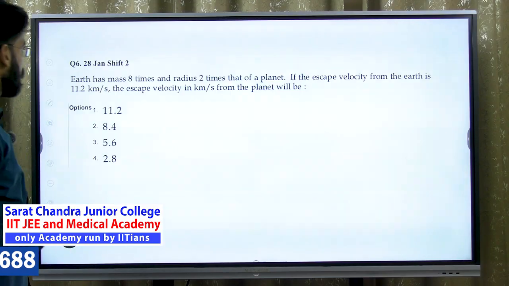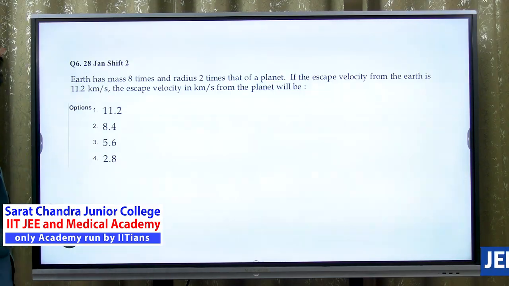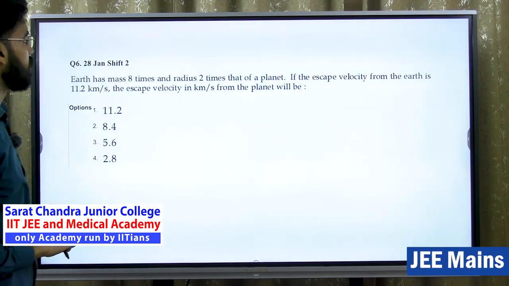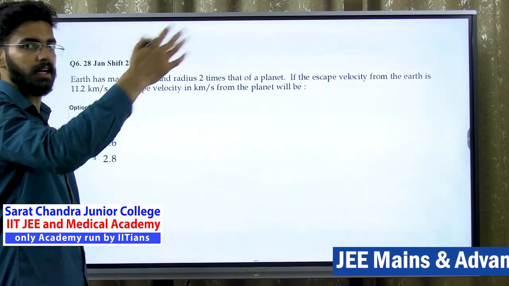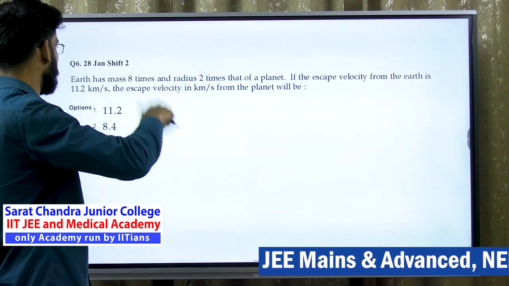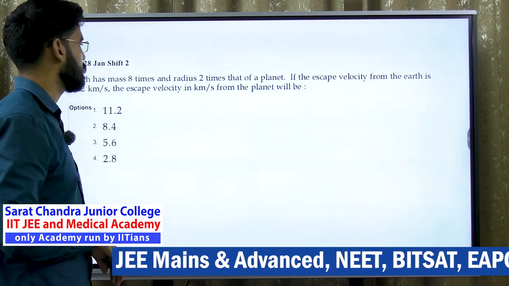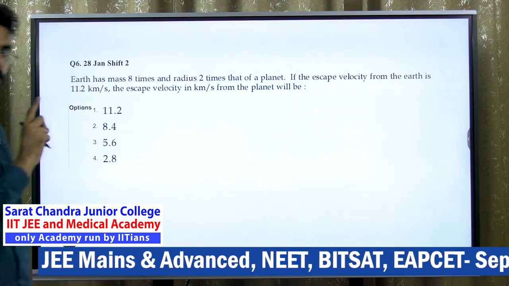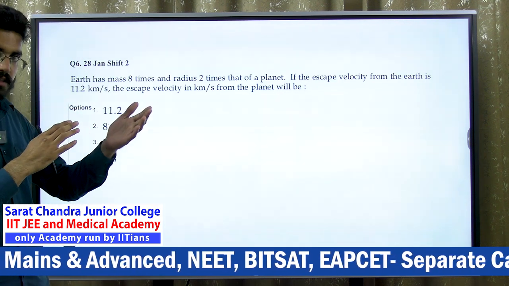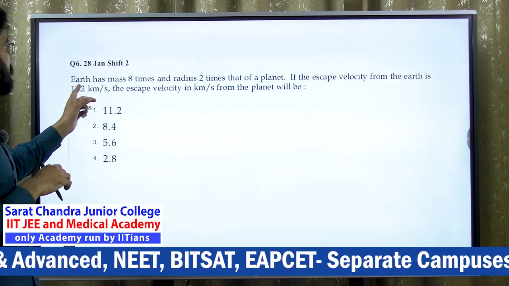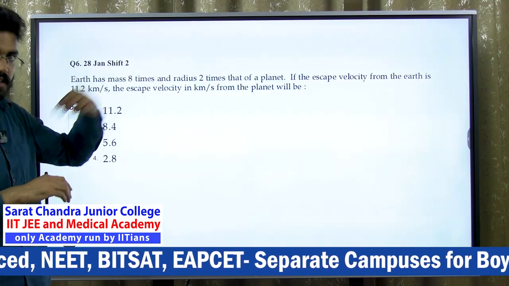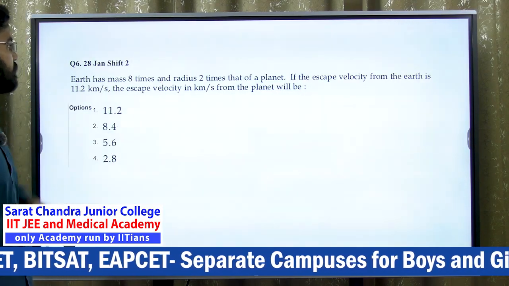Next. Earth has mass 8 times and radius 2 times that of a planet. So some planet has 1/8 the mass of the Earth and half the radius of Earth. Understand the question, read the question properly. He is not having 8 times mass, he is having 1/8 mass. See, Earth has mass 8 times of it.